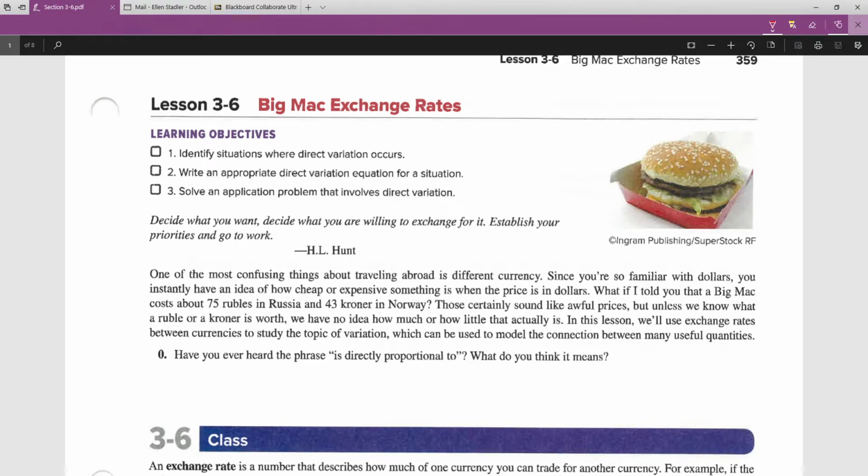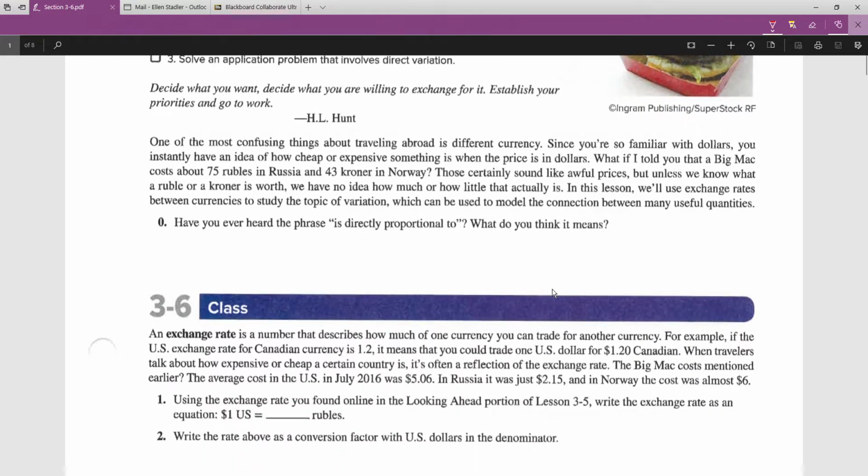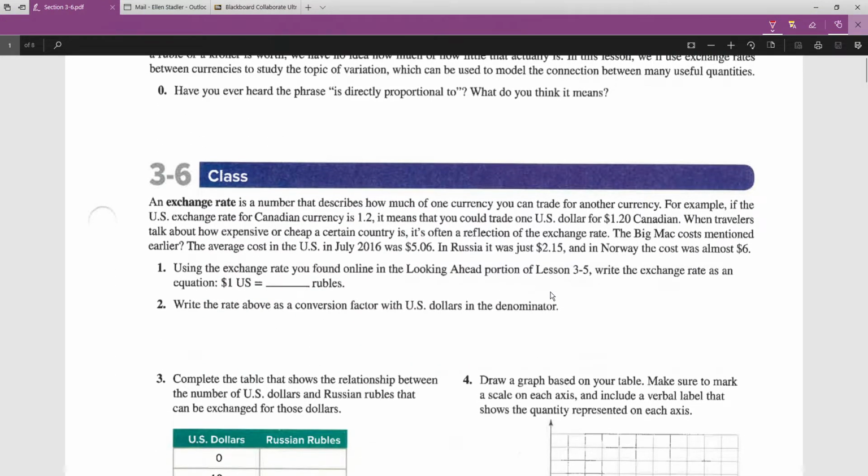Our next lesson is lesson 3.6, Big Mac exchange rates. This uses direct variation and proportions. Under the part where it says 3.6 classwork, it talks about exchange rates.